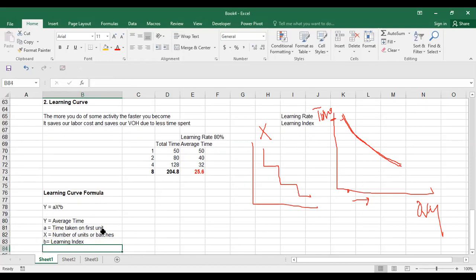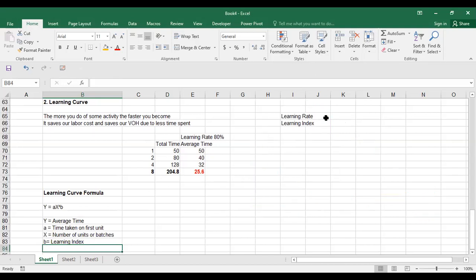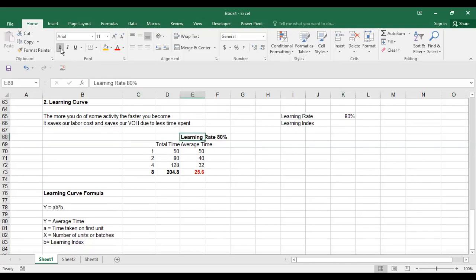Now I'm using the word learning index. See, I told you that learning rate and learning index are two different things. Learning rate could be 80%, what we were doing here in this particular question. We were saying learning rate is 80%. But what is the learning index? B is actually learning index. Learning index is log of R divided by log of 2, and you have to use your scientific calculators. You can use it in your scientific calculators very easily. I will show you how to use it.